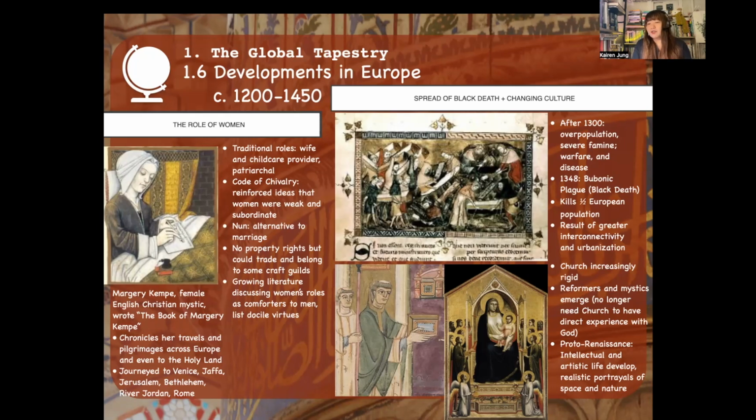The church became increasingly rigid as reformers and mystics emerged. The idea was that there was no longer a need to go through the church to have a direct experience with God. There was a proto-Renaissance occurring at this time, intellectual and artistic life developing, and very realistic portrayals of space and nature.